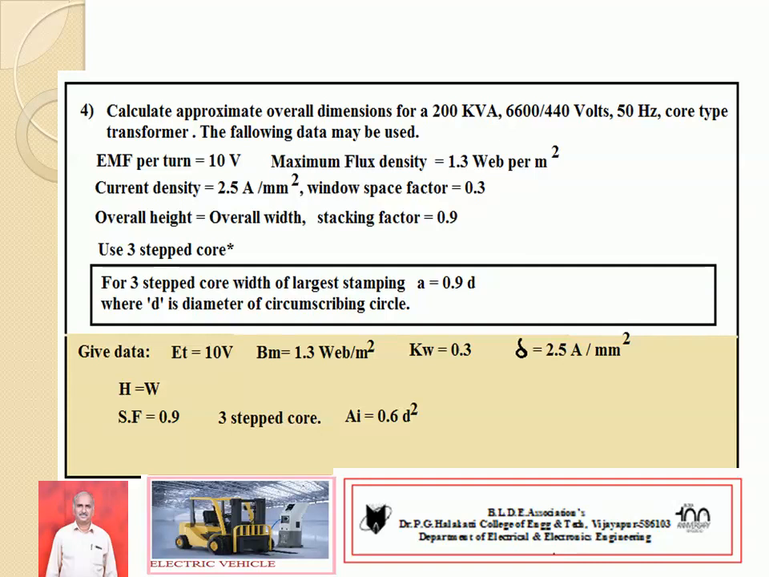So what are the given data? Write down with symbols. ET equal to 10 volts, BM equal to 1.3 Weber per meter square, window space factor KW equal to 0.3, current density 2.5 amperes per millimeter square, stacking factor SF 0.9. Given three-stepped core, net iron area 0.6 D square, A equal to 0.9 D. And one more very important thing, he has given overall height of the transformer equal to overall width, that is capital H equal to capital W.